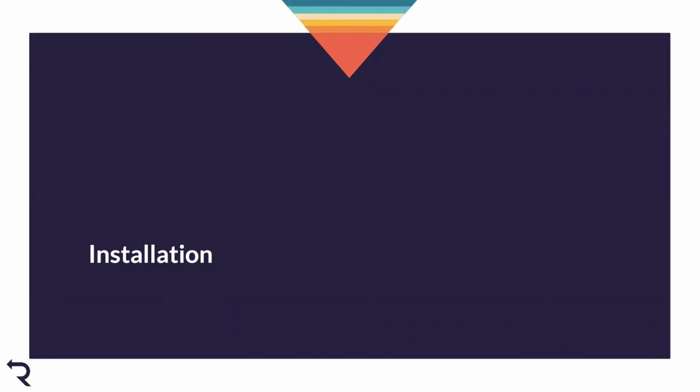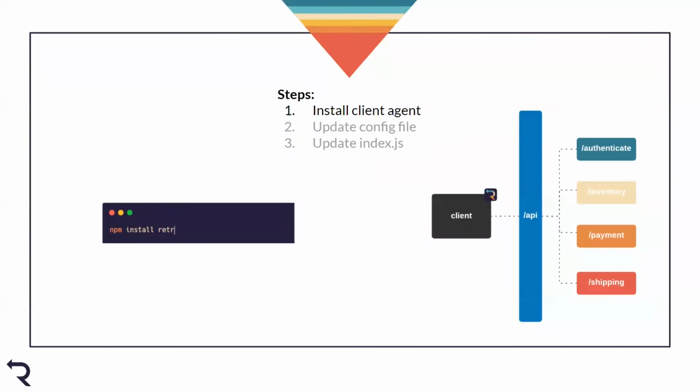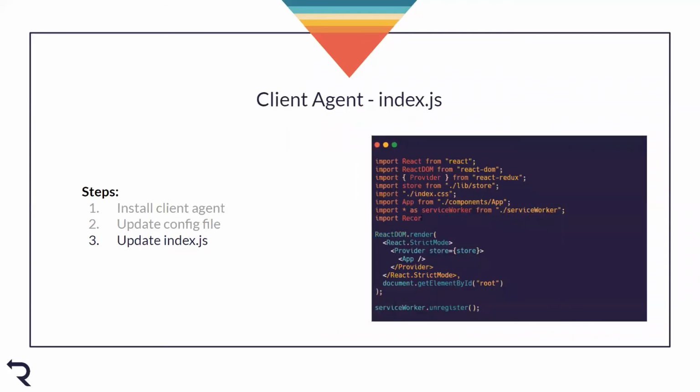Awesome, thank you. All right, let's start with the client side first. So what Bob has to do to instrument the front end is to install our client agent with npm, and he only has to do that on the client. The second step is to update the config file. Here, he will have to update the endpoint to point to the API that Earl was talking about. This will send the front end data to the API.